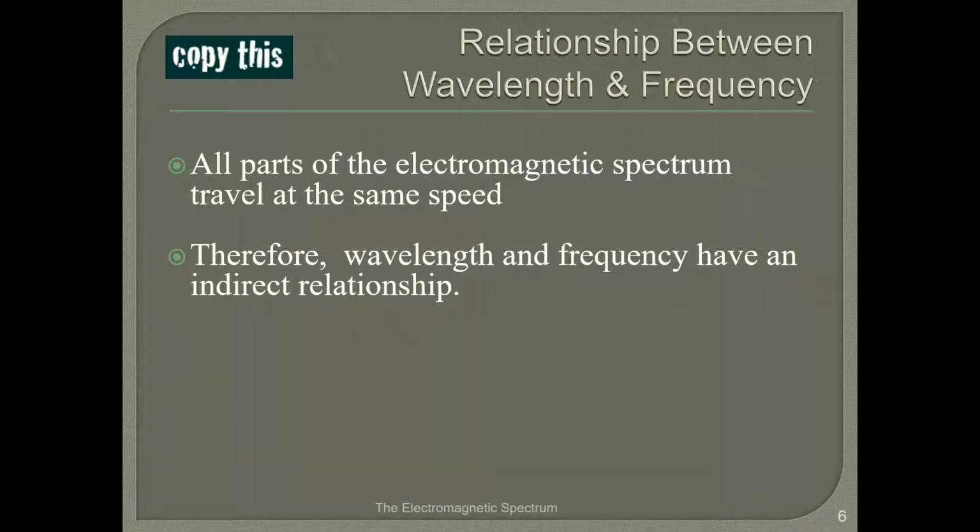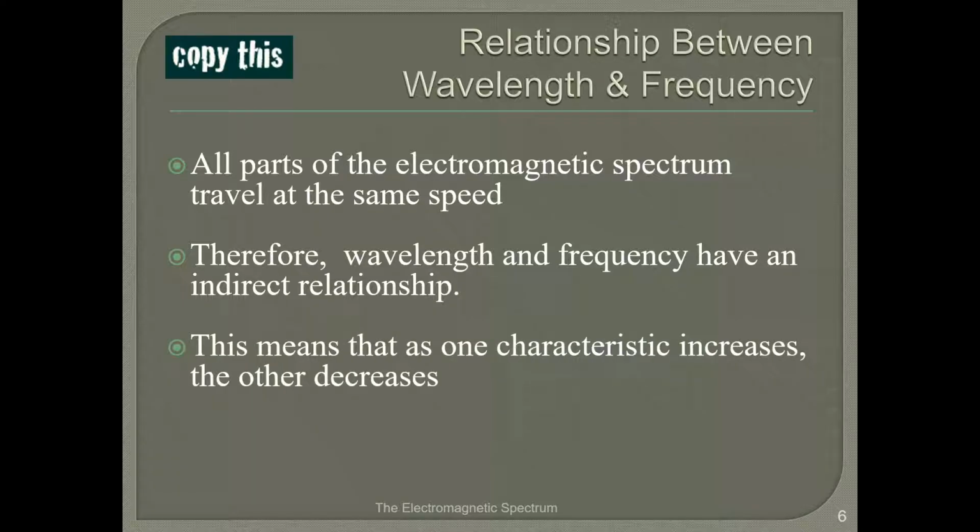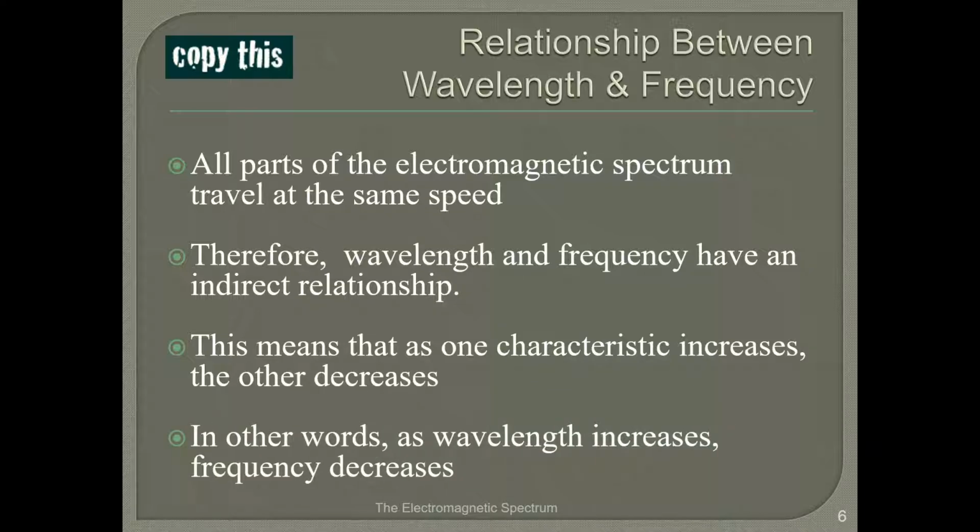Therefore, wavelength and frequency have an indirect relationship. This means as one characteristic changes, the other changes too. Specifically, as one increases, the other decreases because it's indirect. Indirect means that as one increases, the other decreases, or vice versa. So as the wavelength of an EM wave increases, correspondingly the frequency will decrease.